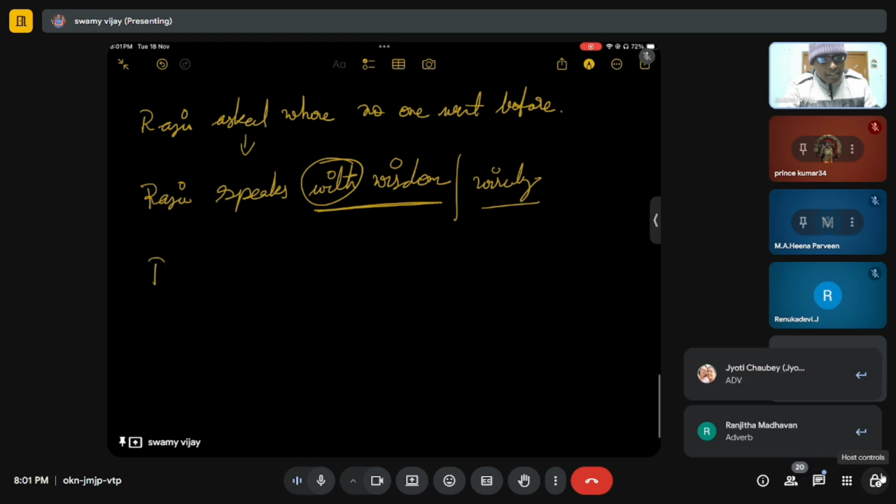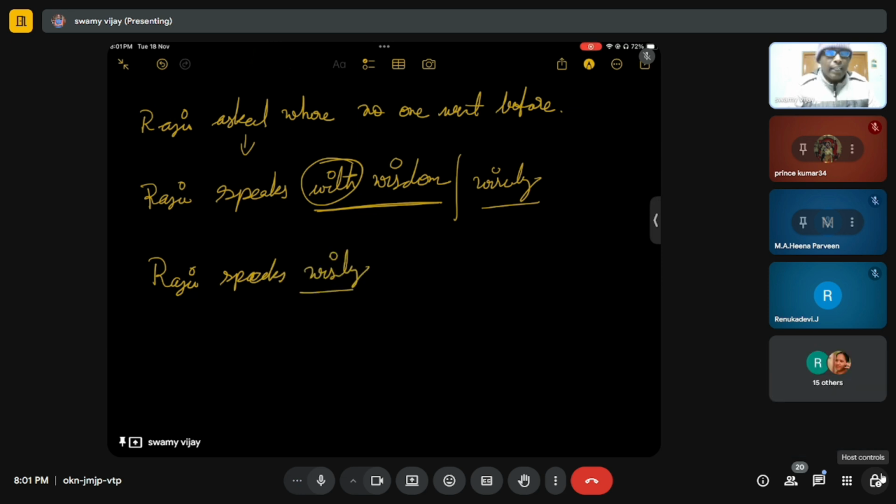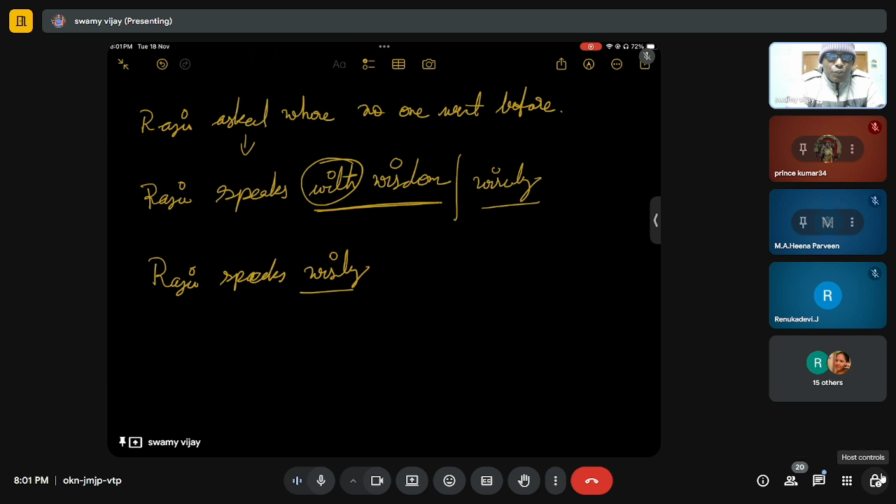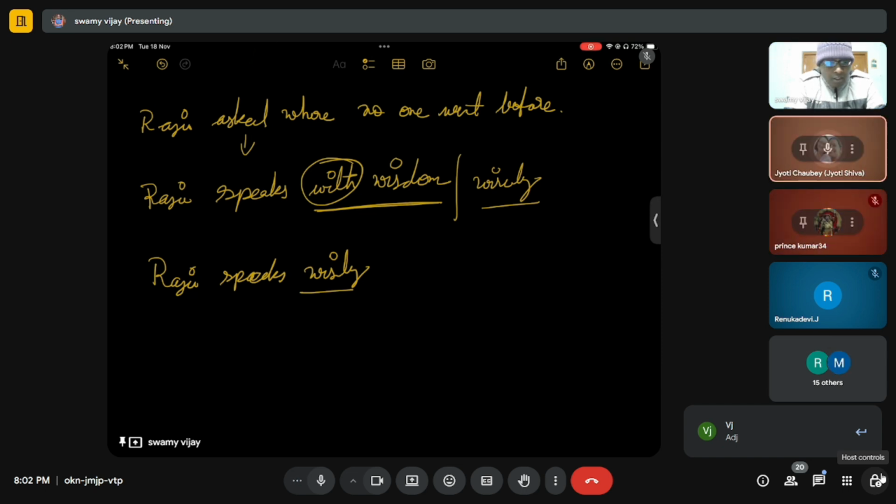If I write this sentence, Raju speaks wisely. What is wisely? Is it an adverb or adjective? Some are giving adverb, some are giving adjective. Raju speaks how? How does Raju speak? He speaks wisely. Is it adjective or adverb? First basic question. Sir, adverb. How? Jyoti ma'am.